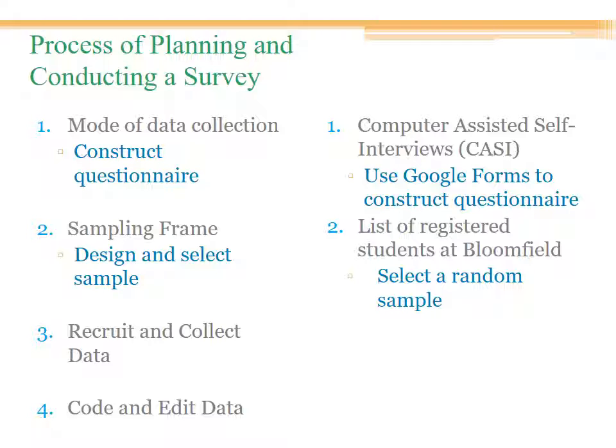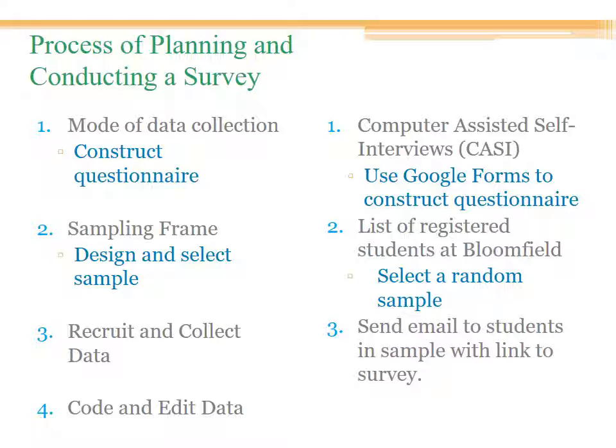So from this list, we'll select a random sample, and then we will send an email to students in our sample with a link to the survey. Since online surveys have very low response rates, we'll likely have to send an email multiple times to get a high enough response. Then, at the end, once we have enough of a response rate, we stop the survey and we begin coding and editing data for analysis.